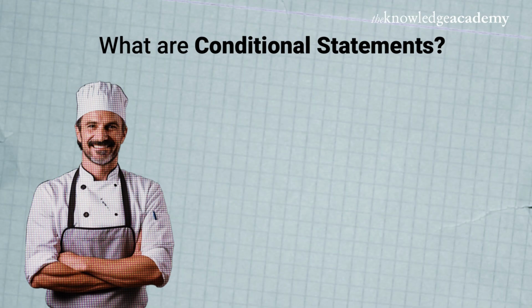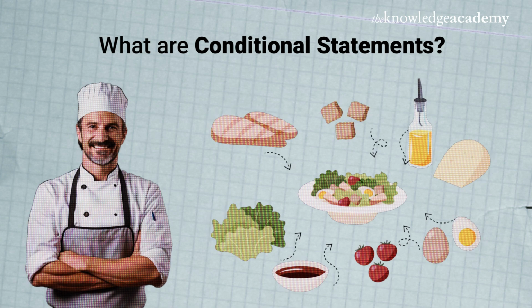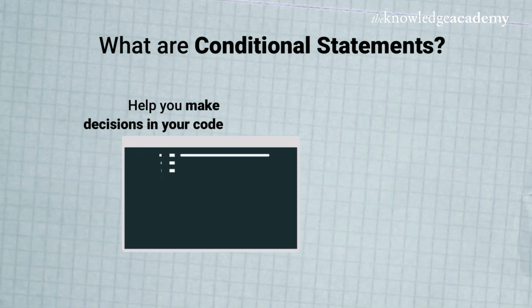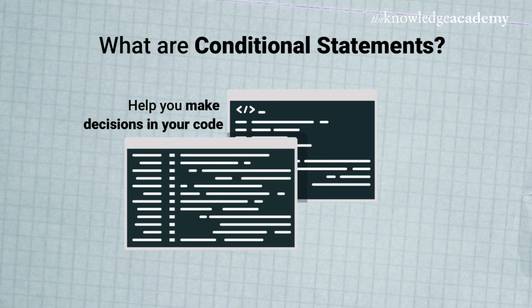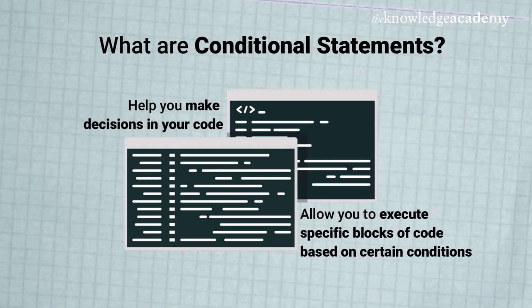Let's get started. Imagine you're a chef in a busy kitchen. You need to decide what to cook based on the ingredients you have. Conditional statements in Python work just like that. They help you make decisions in your code. They allow you to execute specific blocks of code based on certain conditions.